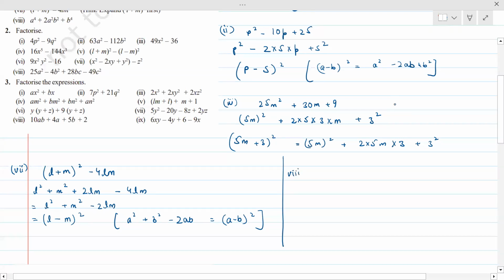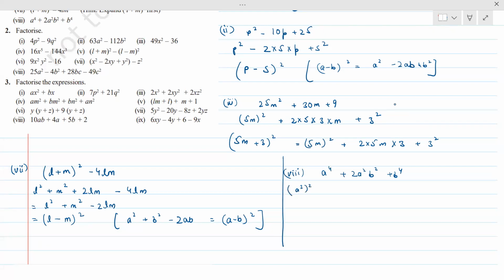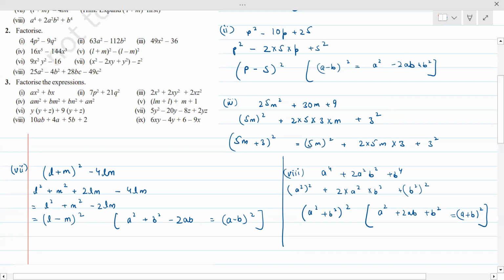Eighth part of question first I have to take. It was a4 plus 2a square b square plus b4. I can write it as a square square plus 2 into a square into b square plus b square square, which will give us a square plus b square whole square. Why? Because a square plus 2ab plus b square is equals to a plus b whole square. Okay. Now coming to the another question, that is the second question in that.